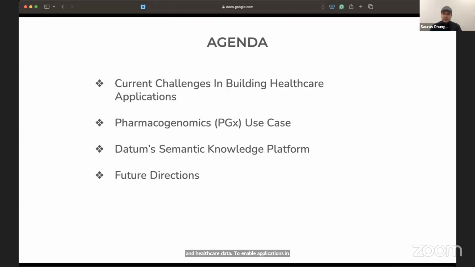So let me get started with the presentation. So here's the basic outline of the topics I'm going to cover today. I'm going to start by talking about why it is still so hard to build applications in the healthcare domain. And to make the context more concrete, I'll be introducing a use case for pharmacogenomics, which is an important component in precision medicine. I'll then go through the challenges developers and researchers face day to day when developing applications for precision medicine. And in the process, introduce a solution that we've been building at Datum for the past few months to work on these challenges.